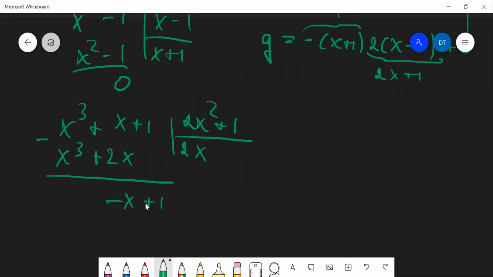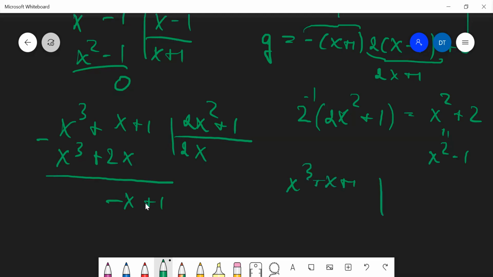So instead of dividing by 2x squared plus 1, I want to divide this polynomial by 2. I will multiply by 2 inverse, and this becomes x squared plus 2, or x squared minus 1, which is the same in Z3. Now instead of dividing by 2x squared plus 1, I will divide by x squared minus 1. Here it's easier because the leading coefficient is 1, so I don't have this issue. I just multiply by x and get this.